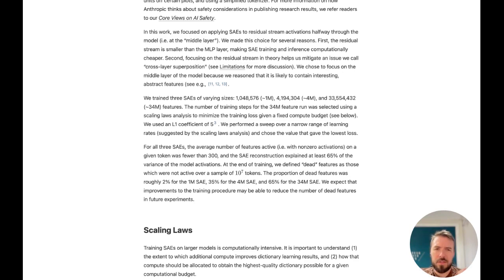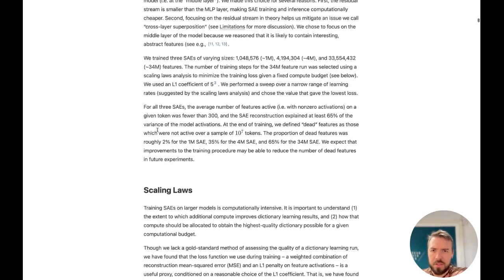Okay, so this is sort of the mechanics of how they did this. Not super important right now to understand the gist of the paper. For all three SAEs, the average number of features active on a given token was fewer than 300, and the SAE reconstruction explained at least 65% of the variance of the model activations.